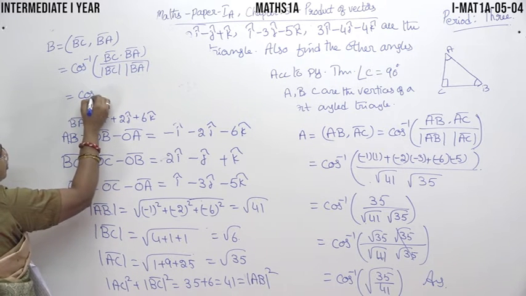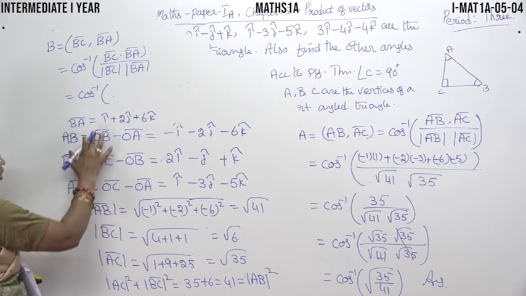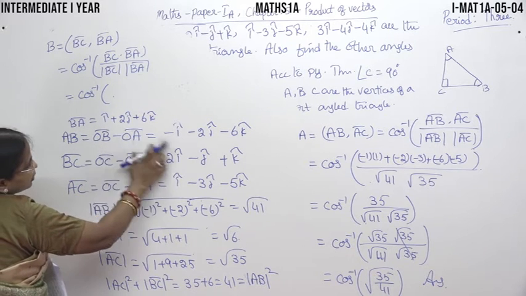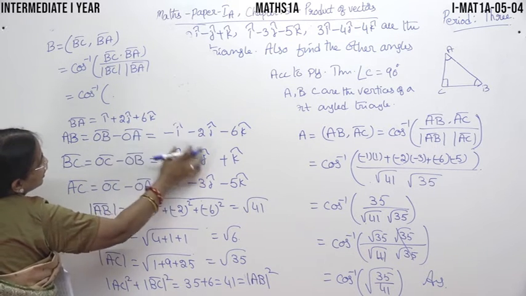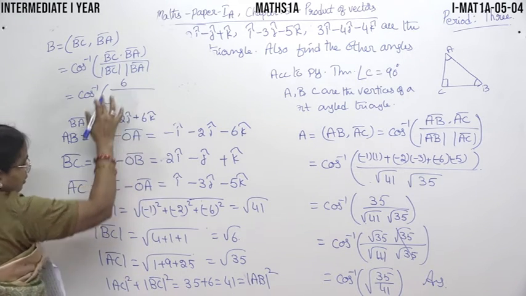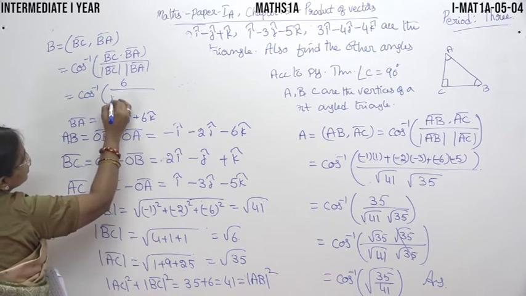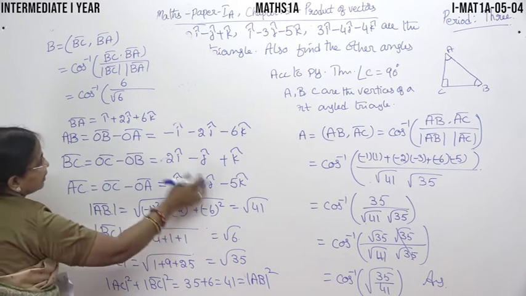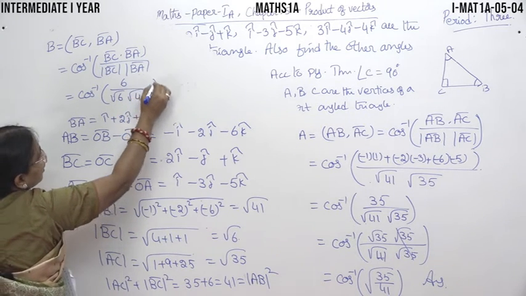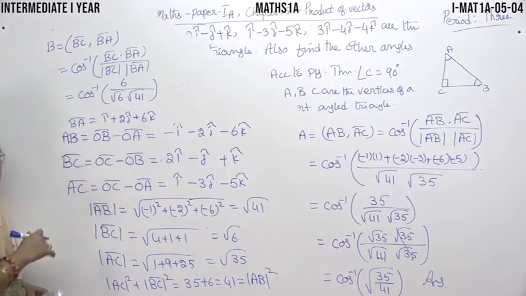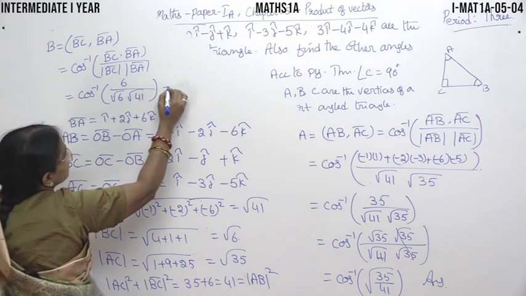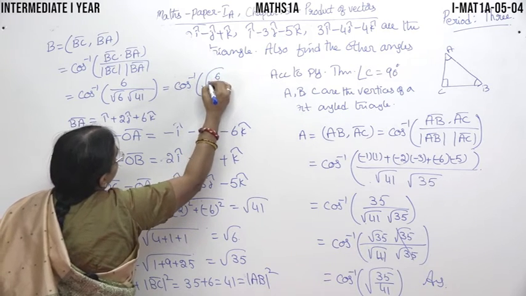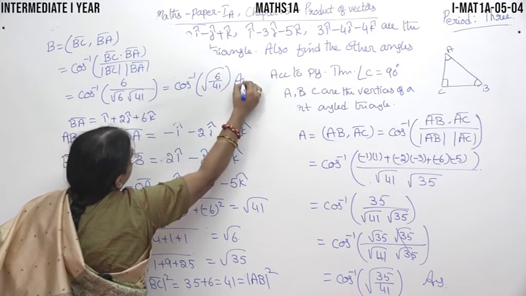So you can substitute all the values. BC dot BA will be 2 minus 2 is 0, and then plus 6. So it is 6 by mod BC. Mod BC is root 6, and mod BA or mod AB are the same, so that is root 41. Again here you write 6 as root 6 into root 6 and cancel root 6. So you'll get cos inverse of root of 6 by 41. So this is another angle.